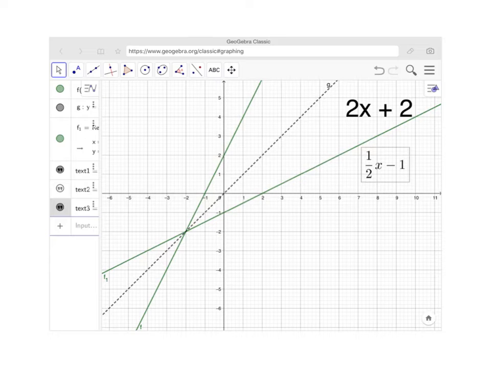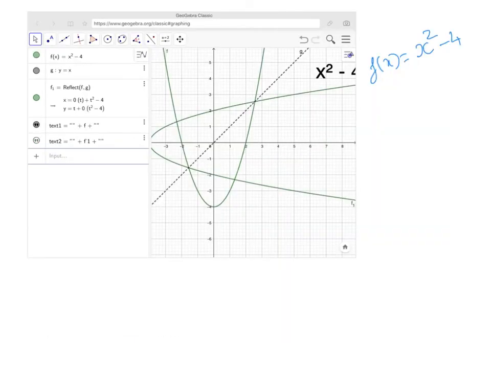It's interesting to see now the x-intercept of the original function is minus 1, and that will become the y-intercept, minus 1. The y-intercept of the original function will become the x-intercept of the inverse function.